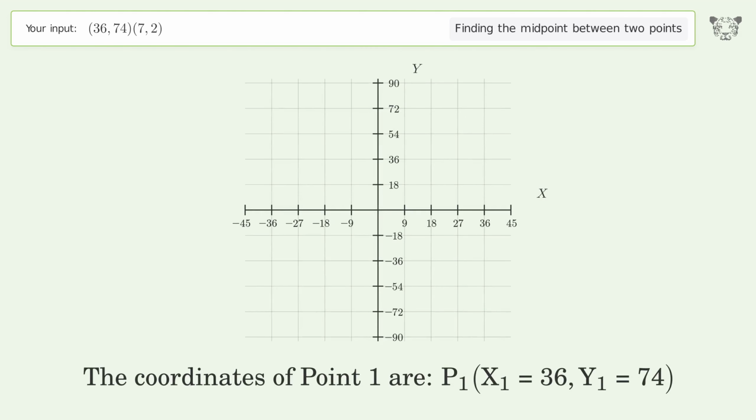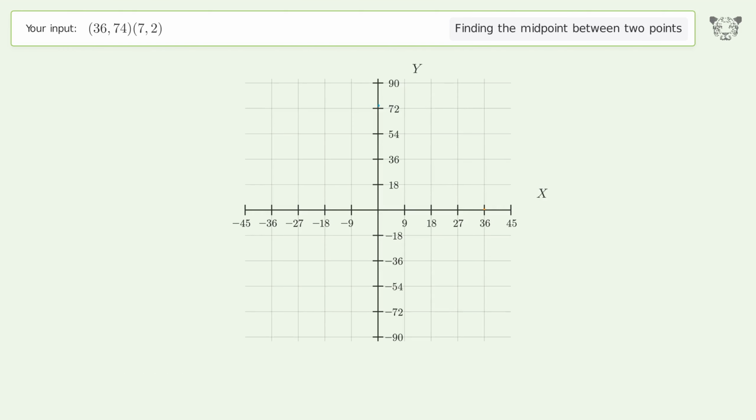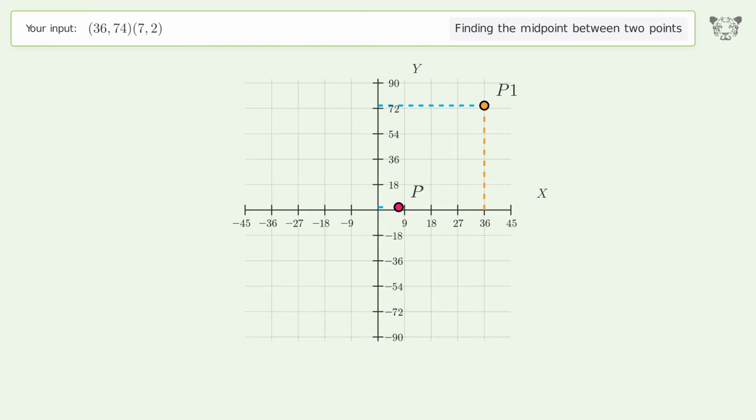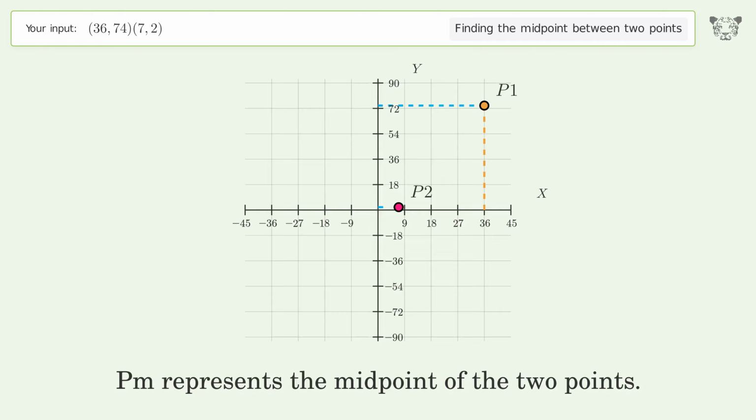The coordinates of point 1 are x1 equals 36, y1 equals 74. The coordinates of point 2 are x2 equals 7, y2 equals 2. PM represents the midpoint of the 2 points.